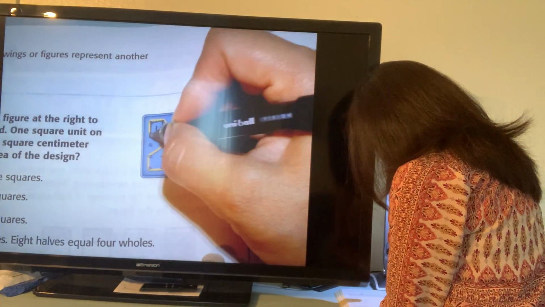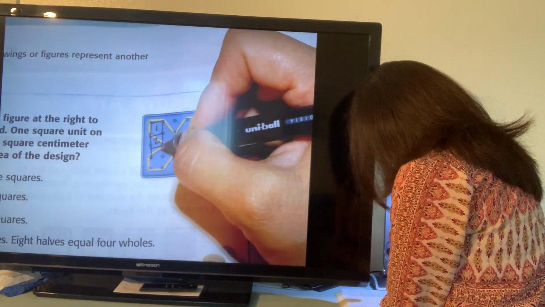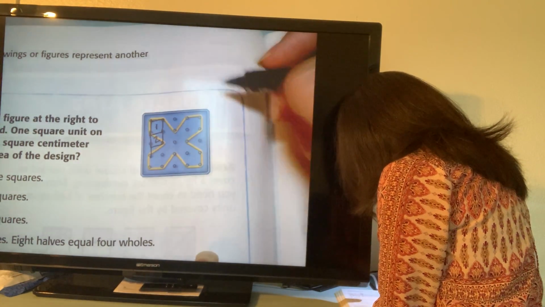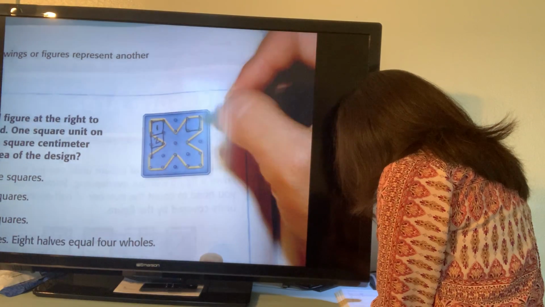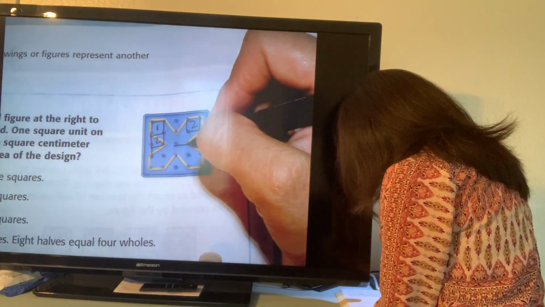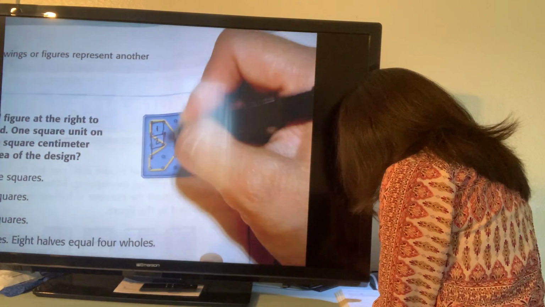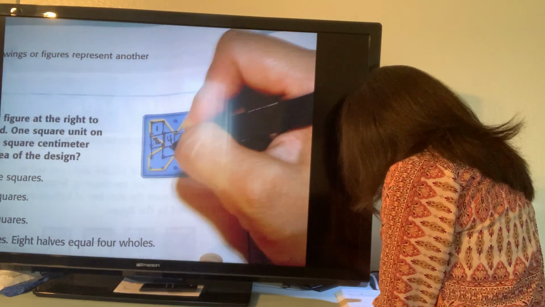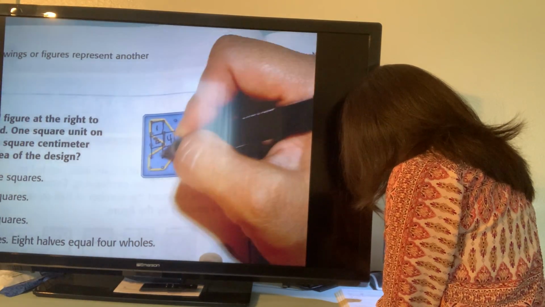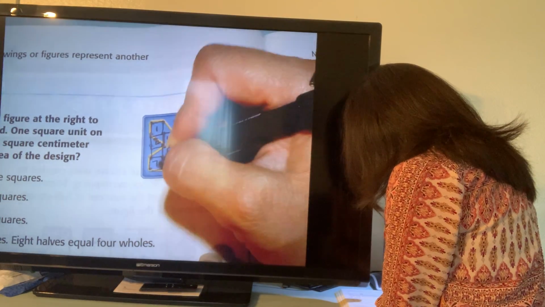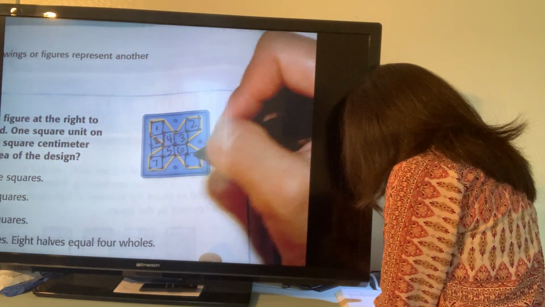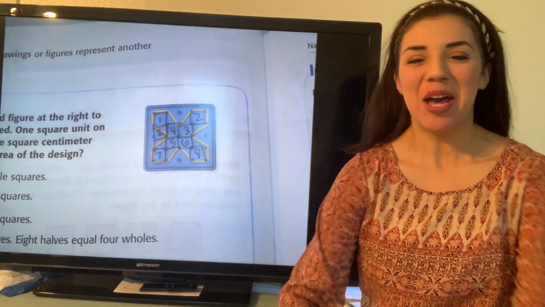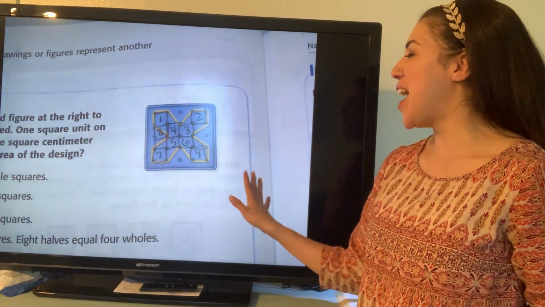So I'm going to make a 1, and then I have 2. Oh, holy smokes, I messed up this one too. That's definitely not 2. Okay, hold on. So there's 1, 2, 3, 4, cross that out, 5, 6, 7, 8. So there are 8 whole squares. And I already messed up, so we'll try to look past that. But there are 8 whole squares.